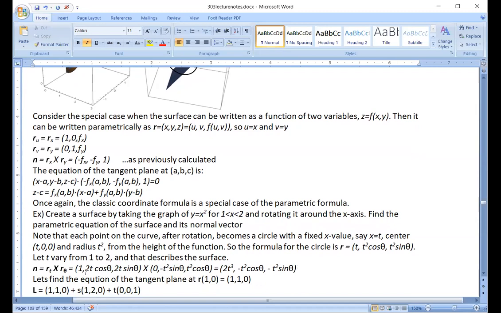Writing it this way, you'll get the equation of the tangent plane written parametrically. Our plane L is a function of s and t, and it is the fixed point (1, 1, 0) plus s times the first tangent vector, which if you plug it in is (1, 2, 0), plus t times our second tangent vector, which if you plug it in is (0, 0, 1). And then alternately, of course, we can write it down in coordinates.